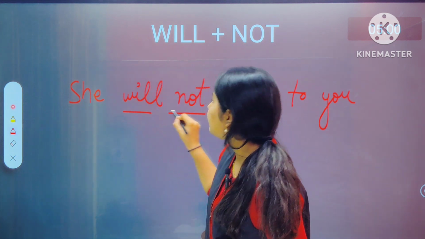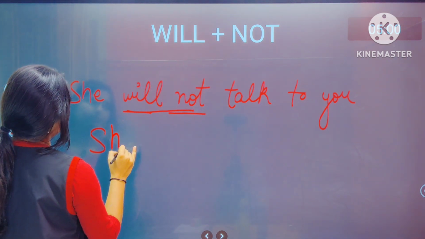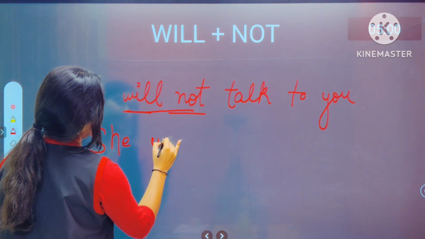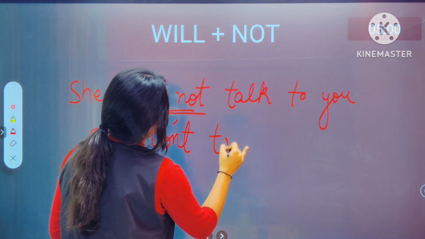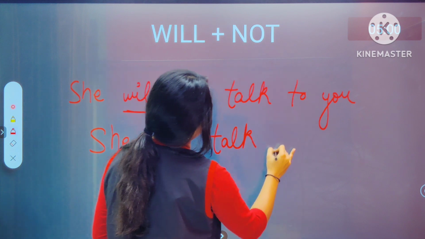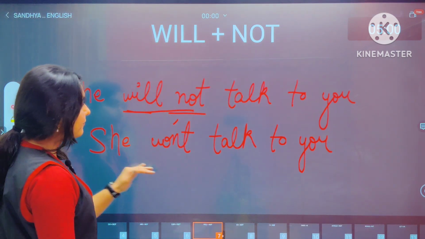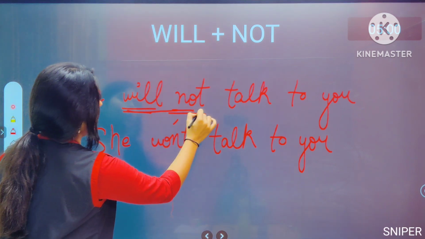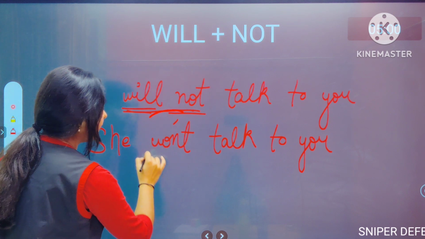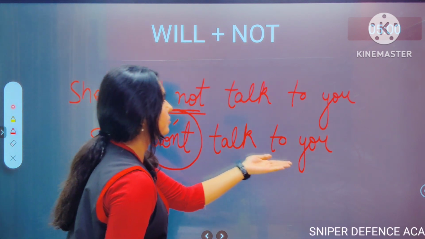Here we have will plus not, and it will make she won't talk to you. She won't talk to you. Here we merge will and not, and it made a very simple and different word, which is won't. She won't talk to you.